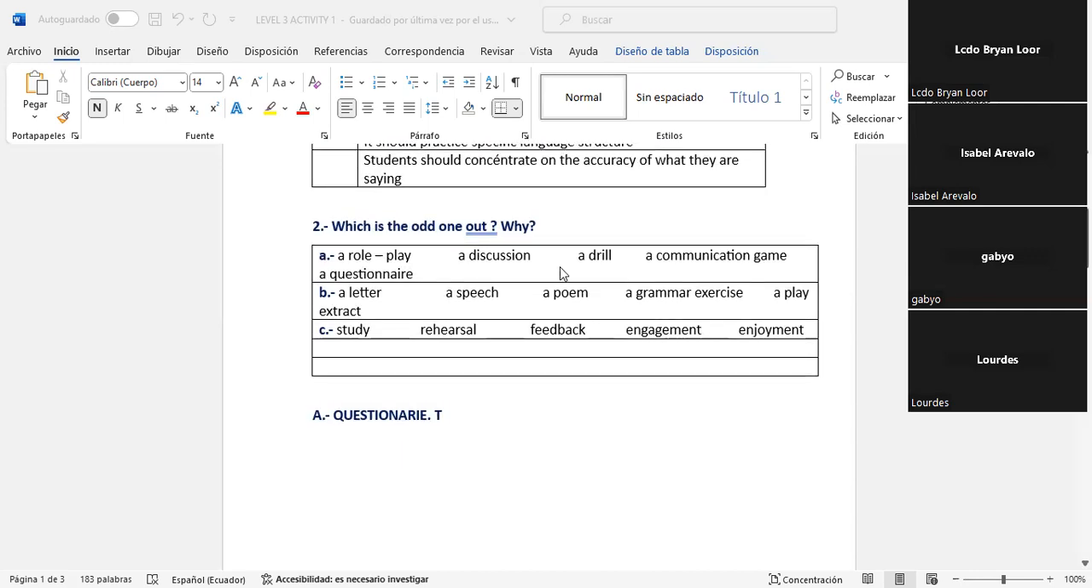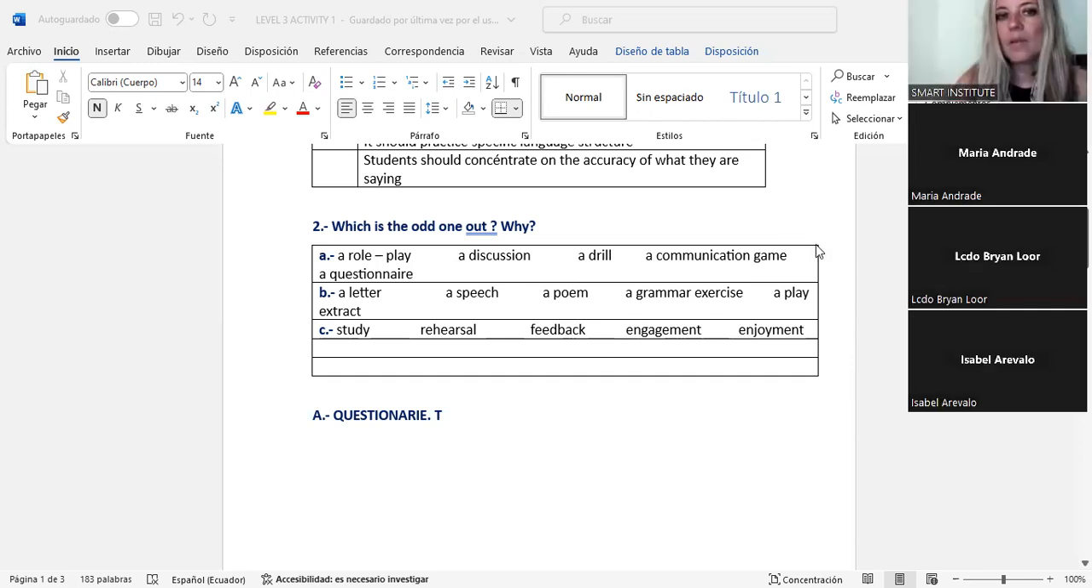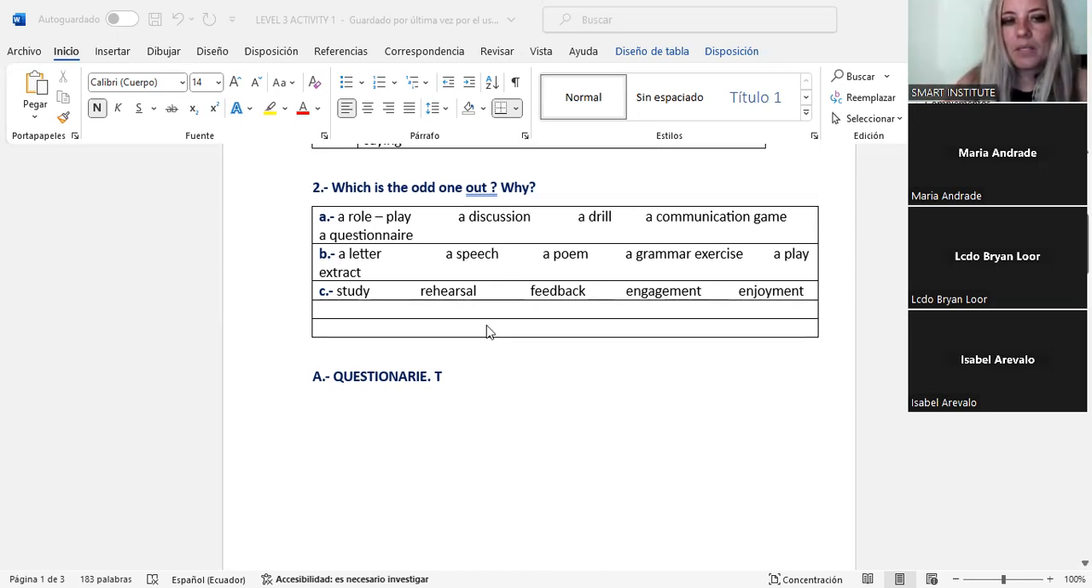Letter C, Maria. A study, rehearsal, feedback, engagement, and enjoyment. According to me, it's a study. Because a student can give feedback when they are participating, for example, when they are creating a story, or when you have them speak in groups, they can give feedback to their classmates. So that is a part of speaking. To study is not rehearsal, feedback, engagement, enjoyment. So that is not part of speaking.